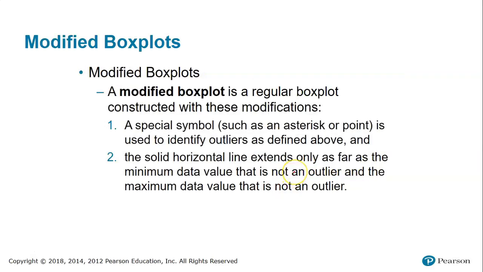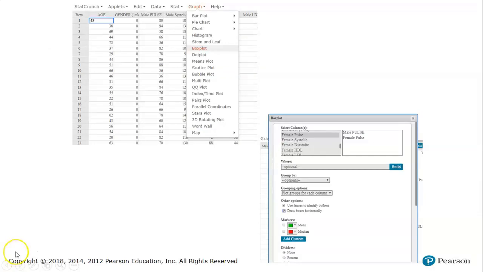So when we go to construct a modified box plot, basically we're going to put some kind of asterisk to identify where those outliers are. Calculator and StatCrunch.